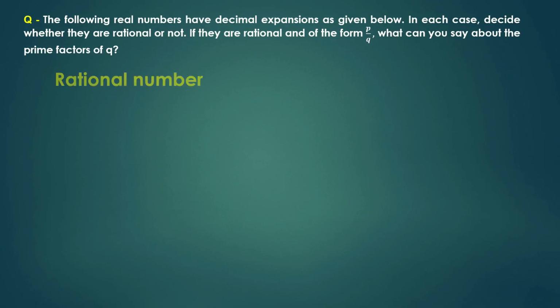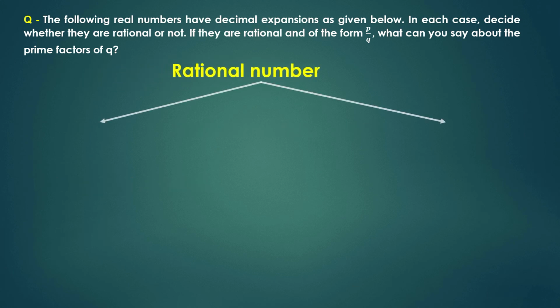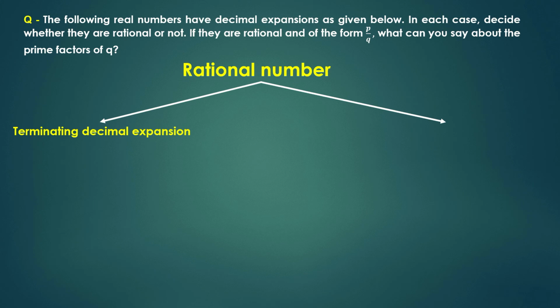We know that a rational number, say x, can be represented in the form p by q, where p and q are co-primes and q is not equal to 0, whereas an irrational number cannot be expressed in the form p by q. Rational numbers are of two types, which are terminating decimal expansion and a non-terminating repeating decimal expansion.